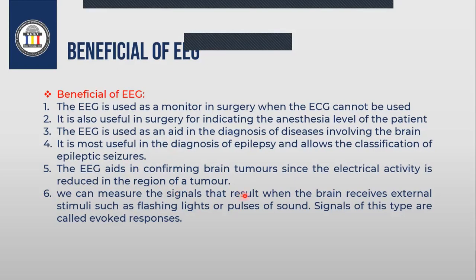We can measure the signal that results when the brain receives external stimuli such as a flashing light or pulses of sound. This type of signal is called evoked responses. Just like we said, one of the disadvantages of EEG is that we have external signals coming from the eye and from the brain, so it can make artifacts. But this can be beneficial as well, because we can measure how your brain responds to external stimuli, such as a flashing light or pulses of sound. This type of signal we name evoked responses.